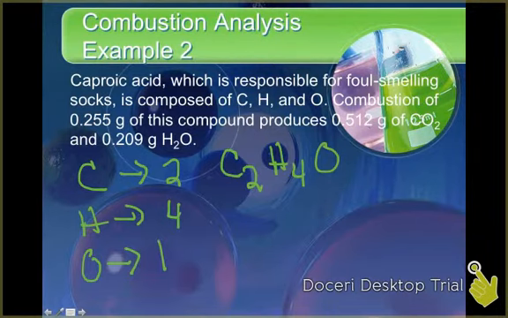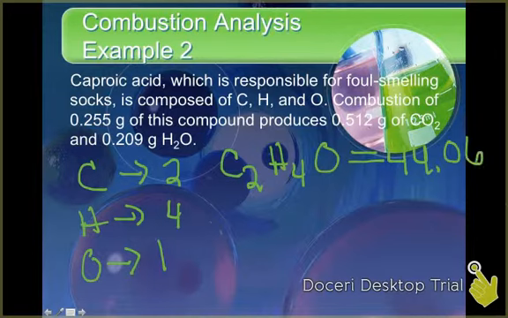Now B wants us to say, okay, so this is our empirical formula, so what is our molecular formula? Well, the problem told us that its molar mass was 132 grams per mole. So before we can do anything, we have to figure out the empirical formula's molar mass. So if we take 2 carbons plus 4 hydrogens plus 1 oxygen, we find that the molar mass is 44.06.